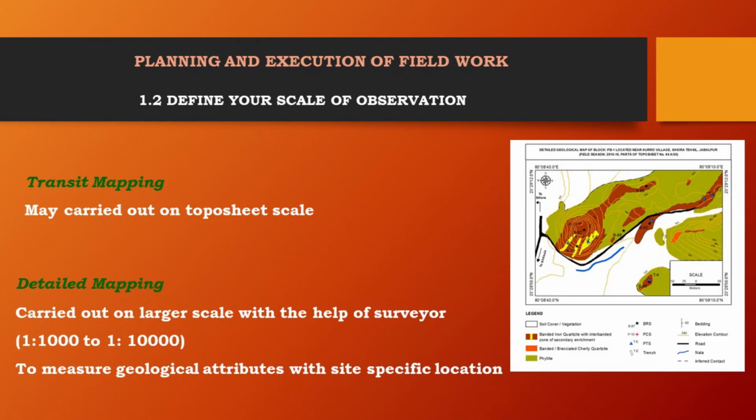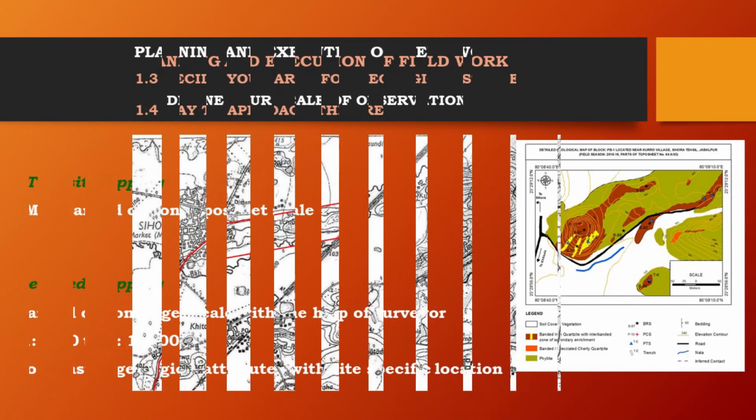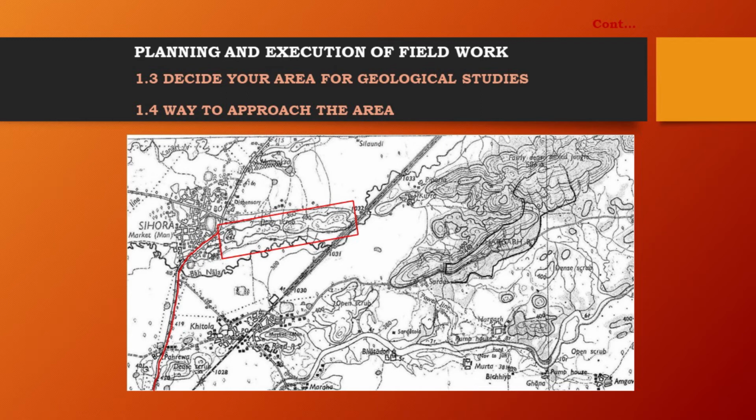In the case of transit mapping, we can carry out geological mapping on topo sheet scale. As we have to measure the geological attributes, detailed mapping should be carried out on a larger scale with the help of a surveyor. It should range from 1:1000 scale to 1:10,000 scale, as we have to measure geological attributes at site-specific locations. After defining our scale of observation, we then need to decide our study area for geological studies and our way to approach the area.